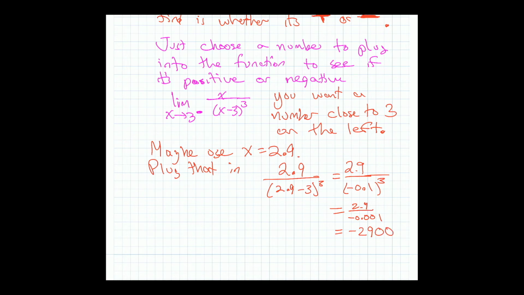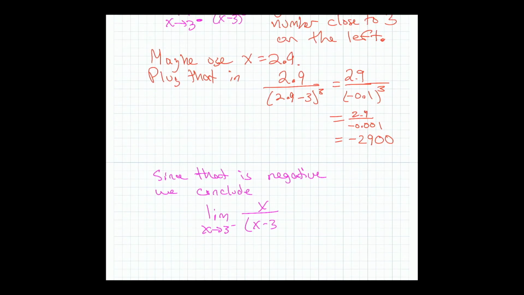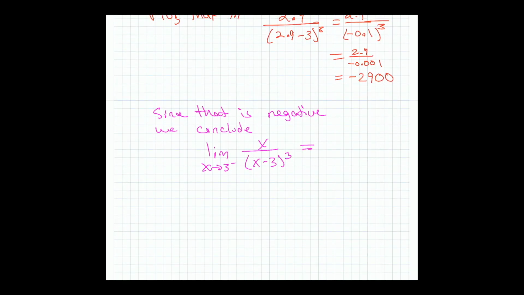Okay? So with that in mind, you see that it's negative. So since that's negative, we conclude that the limit as x goes to 3 from the left-hand side of x over (x minus 3) to the 3 is minus infinity.